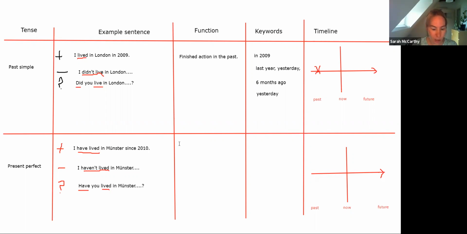So there's actually two reasons for using the present perfect. The first is an action that started in the past and is still continuing. So if I say to you, I lived in Munster, then you know, oh, it's finished. It's a finished action in the past. But if I say I have lived in Munster since 2010, you know that I am still living in Munster. So it started in the past and it's still continuing now.